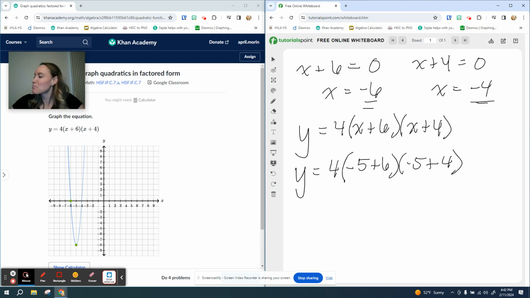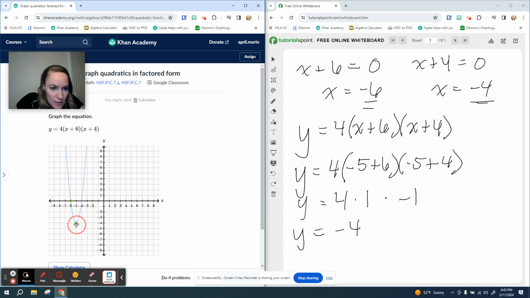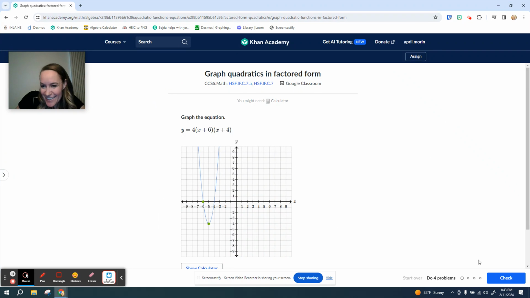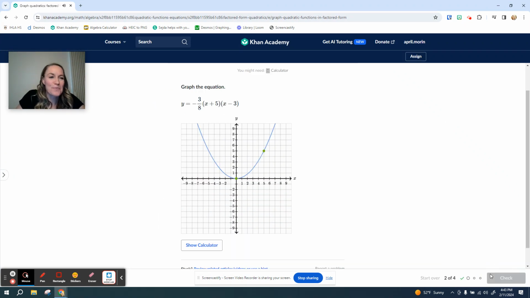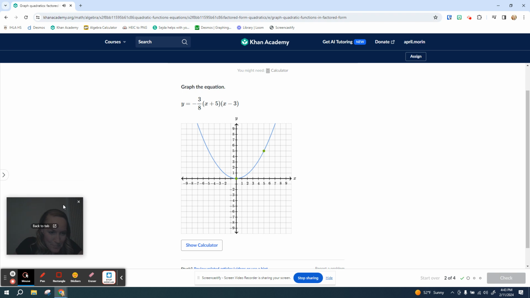Okay, so that's how you do it. So we have -5 plus 6, that is 1. So 4 times 1 times -5 plus 4 is -1. So I have 4 times 1, which is 4, times a -1, which is -4. So I have y equals -4. So I have when x equals -5, y equals -4. So let's see if we are correct. Here we go.